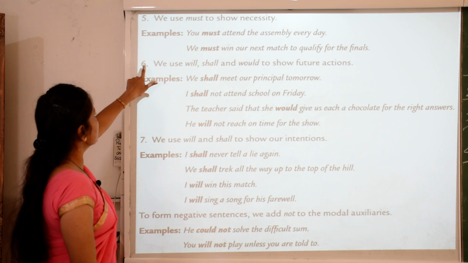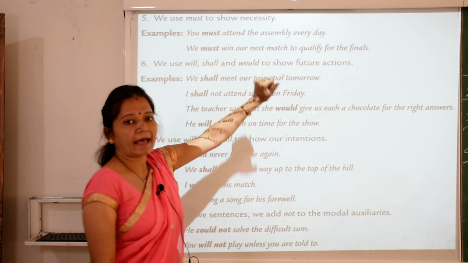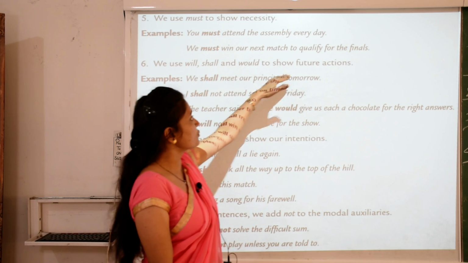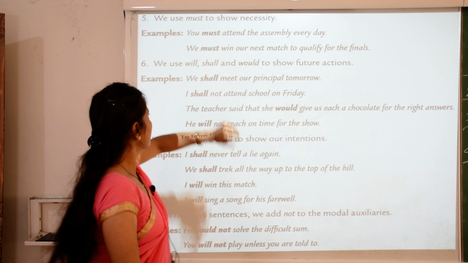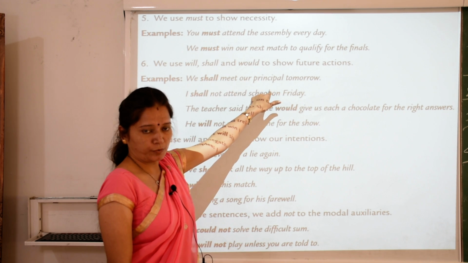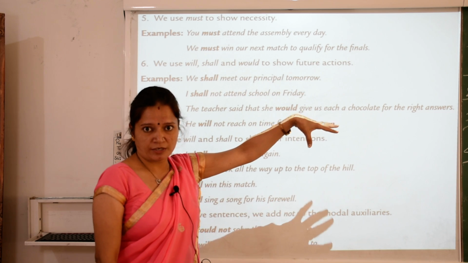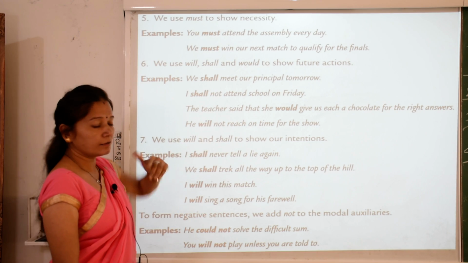Now let's read the sixth point. We use will, shall and would to show future actions. Okay, so if we want to show a future action, we can use will, shall and would. So let's read the sentence. We shall meet our principal tomorrow. Okay, so that is a future action, expressed using will, shall and would.